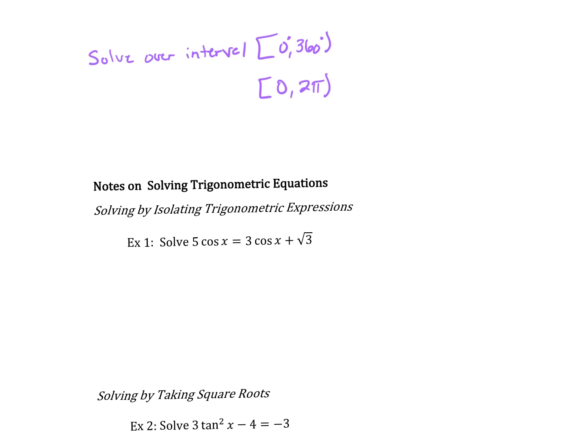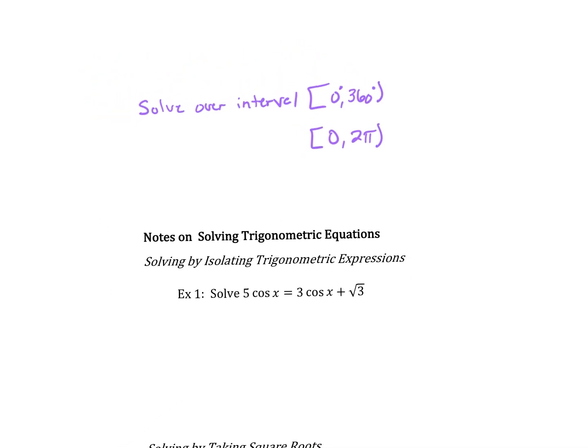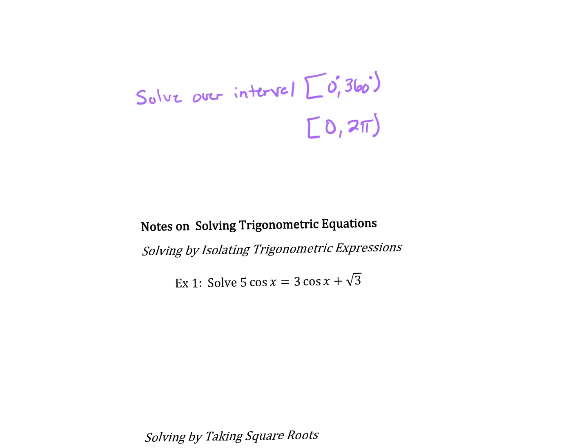The directions typically will give us a hint as to how we're going to state our answers. The directions will typically say something like solve over the interval from 0 degrees to 360, or it'll say solve over the interval from 0 to 2 pi. If it's saying 0 to 360, then obviously you want to give your answer in degrees. If it's saying 0 to 2 pi, then you want to give your answer in radians. I would suggest practicing a little of both.